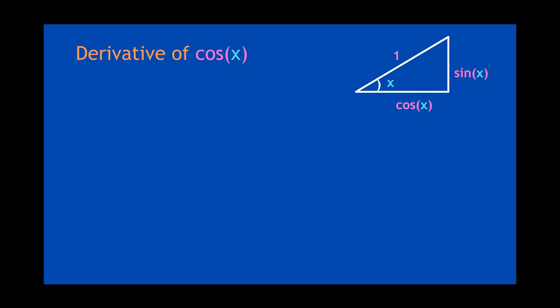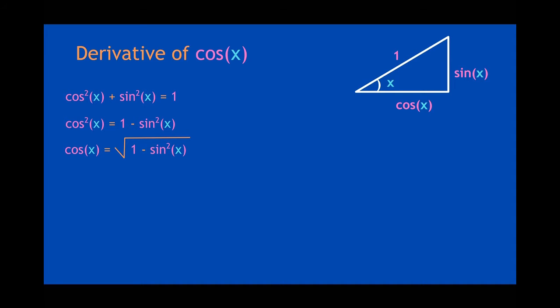And using our trigonometric identities, we know that the cosine squared of x plus the sine squared of x is equal to 1. From here, we want to isolate our cosine squared of x because we're going to solve for the cosine of x. So we'll have that the cosine squared of x is equal to 1 minus the sine squared of x. From here, we're going to square root both sides, which will leave us that the cosine of x is equal to the square root of 1 minus the sine squared of x.